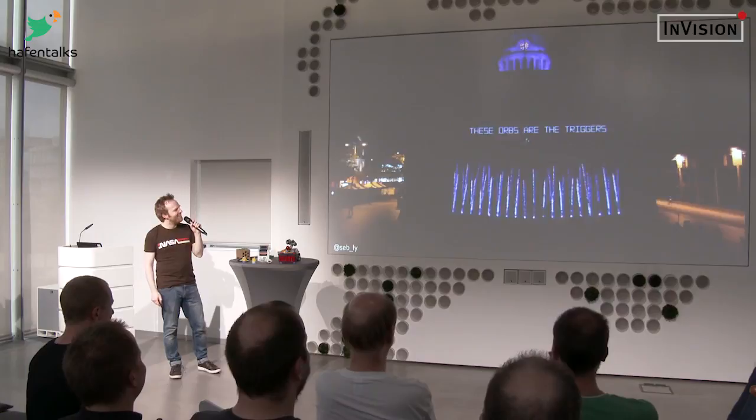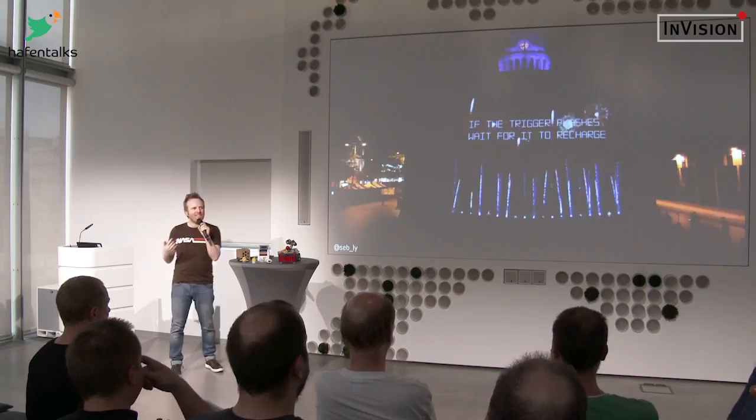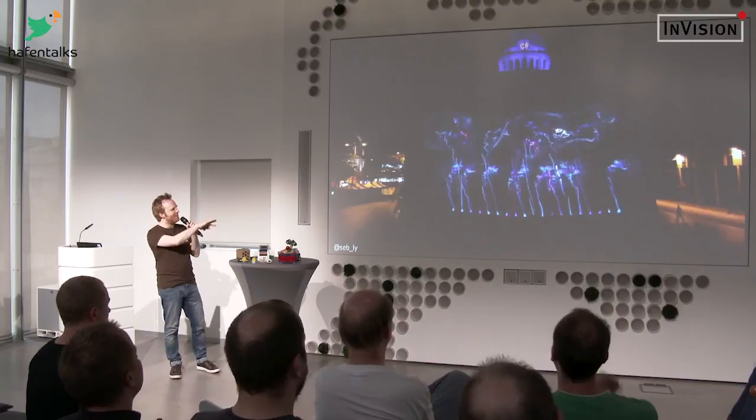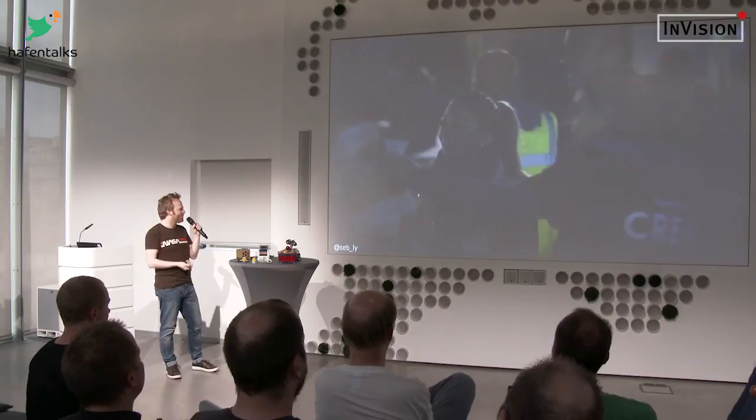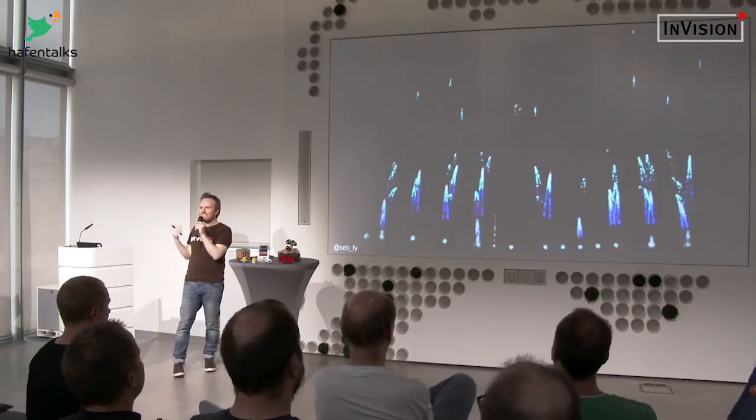So the show is about 30 minutes long, and there are several different scenes with lots of different styles of fireworks. This one is my favorite because it looks a bit like Tron. It's neon-colored, vector-style fireworks that are kind of impossible to create with real fireworks, right? And then there's this scene, which is low-resolution 8-bit style, like Commodore 64 fireworks, I suppose.